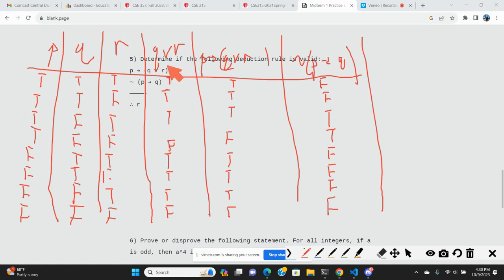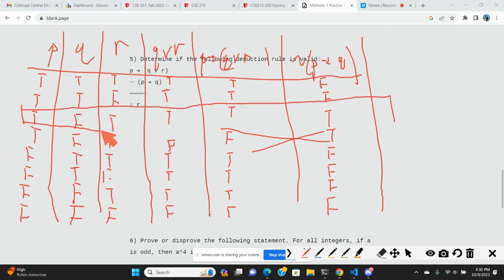And so we consider every row in which P implies Q or R is true, and not P implies Q is true. We're looking for all rows in which these two are both true. So it's not this row. All we are considering is this row. Now, is our conclusion that R must be true valid in this case? If we look at the row, there's only one row, and R is true in this row. So that means that in this case, this argument is valid.